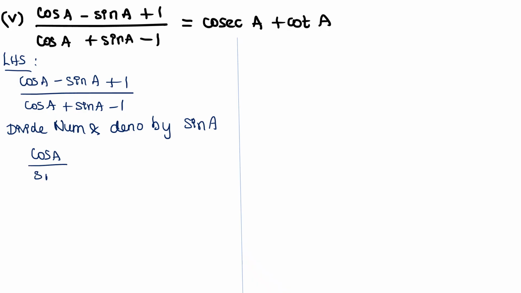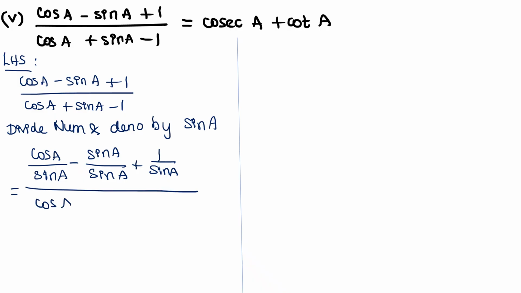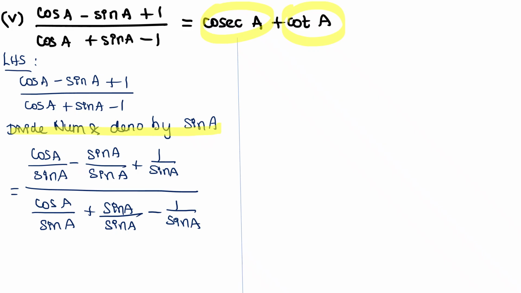So cos A by sin A minus sin A by sin A plus 1 by sin A, that whole divided by cos A by sin A plus sin A by sin A minus 1 by sin A. When you divide by sin A, you achieve cos by sin, so you will be able to get either cot or cosecant in your final answer. That is the reason we are dividing numerator and denominator by sin A, which is the very first step that you have to remember and proceed with.